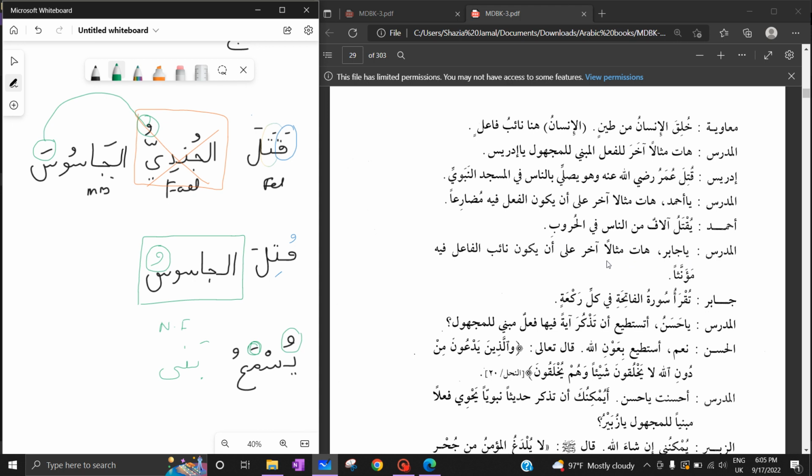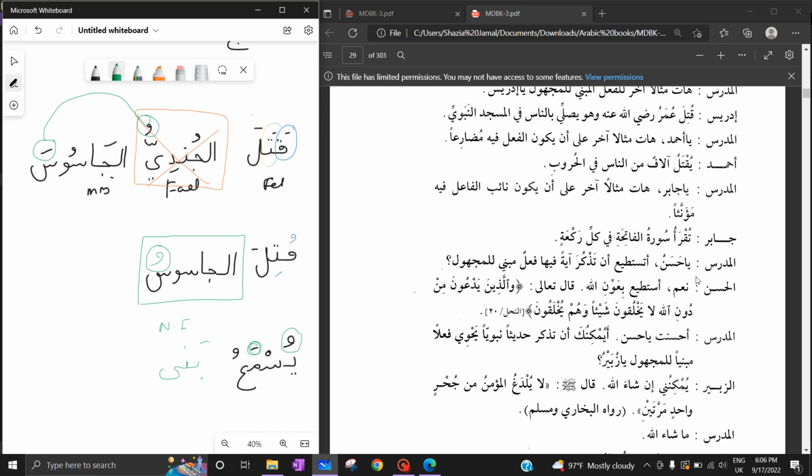So, Ya Jabir, هاتي مثالا آخر, give another example على أن يكون نائب الفاعل فيه مؤنثا, in which the نائب الفاعل is مؤنث, meaning feminine.